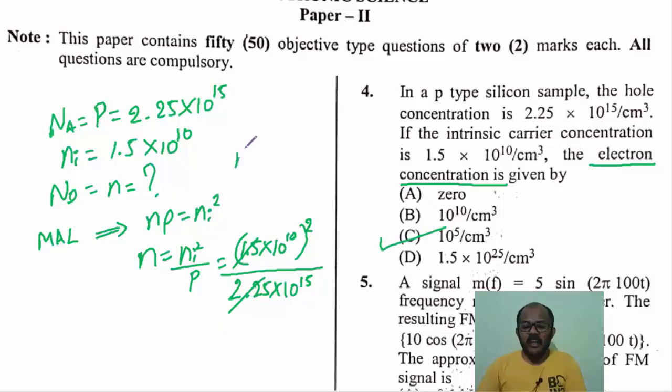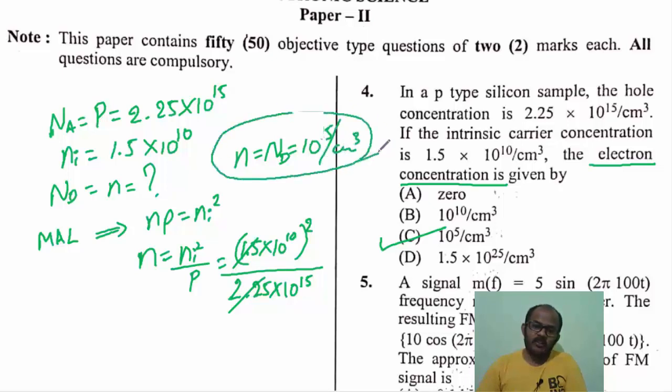Nothing but electron concentration N equals Nd. Able to follow? So the option that is going to follow is option C, which is correct.